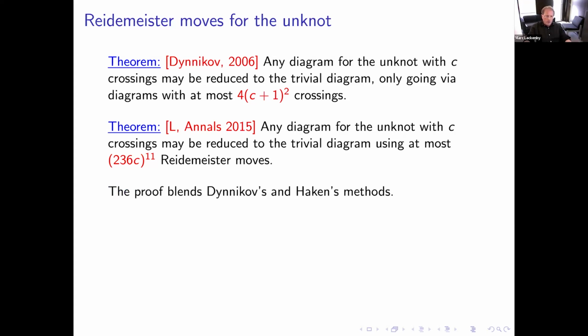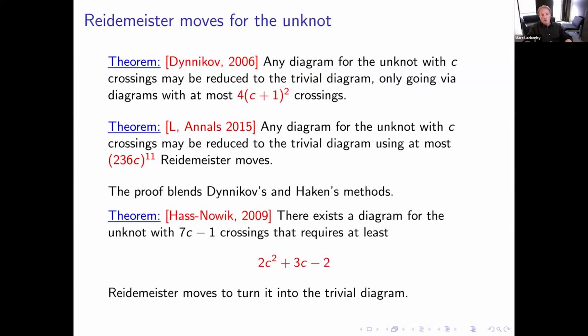The proof blended these two approaches to analyzing the unknot: Haken's work on one hand, but also Dynnikov's work using arc presentations. I don't have time to describe it here. It was quite a complicated proof. It also used some ideas from dynamical systems as well. That's upper bounds on Reidemeister moves.